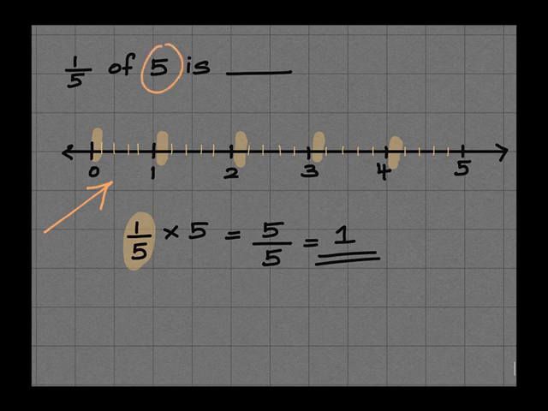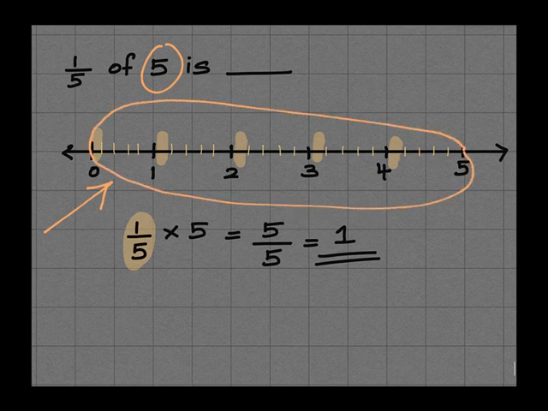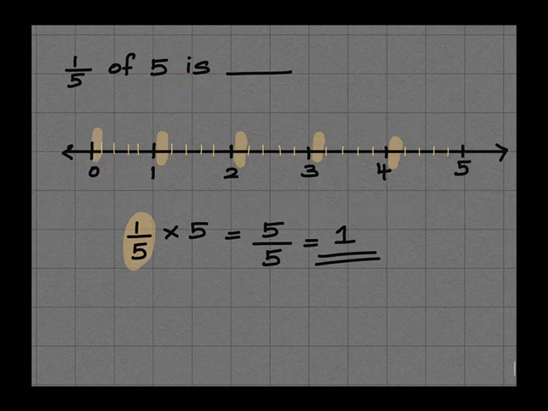So the whole number here is 5. For that I have drawn a number line from 0 to 5. The next step is I will show you how to mark 1/5 on the number line. 0 to 1 is partitioned into 5 equal parts. So it is partitioned into fifths. So 1, 2, 3, 4, 5. So there are 5 parts in 0 to 5.